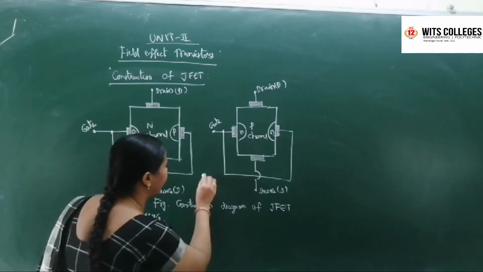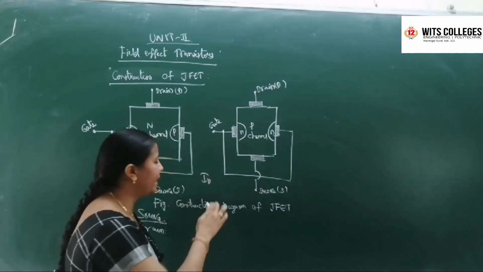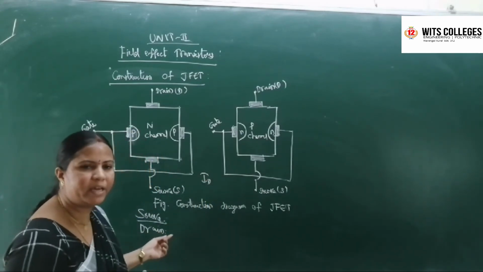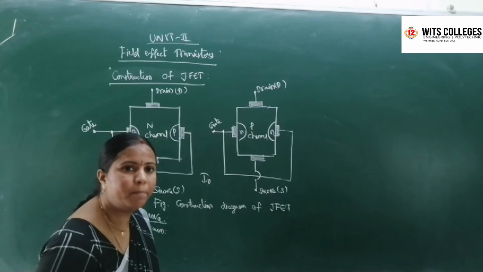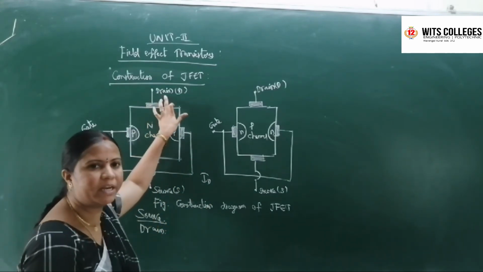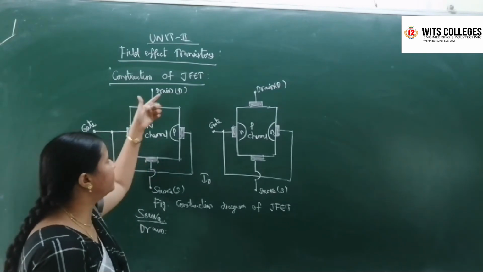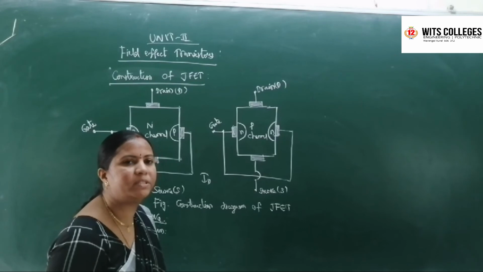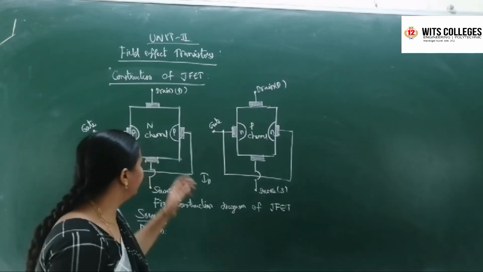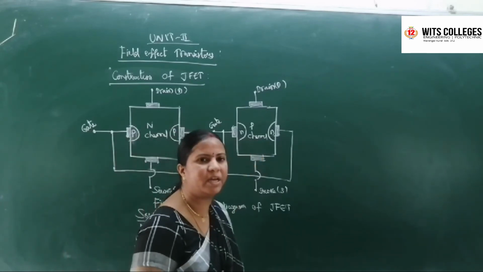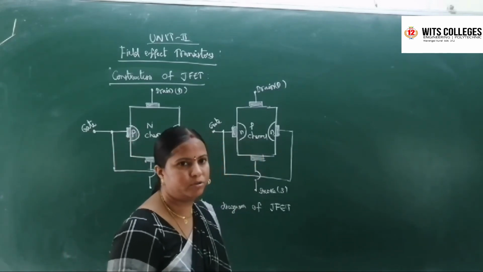It is indicated by ID. Okay. So what is the meaning of drain terminal here? The terminal through which majority carriers leave the channel. The majority carriers go from source to drain. In an n-channel JFET, the majority carriers are electrons. In a p-channel JFET, the majority carriers are holes.